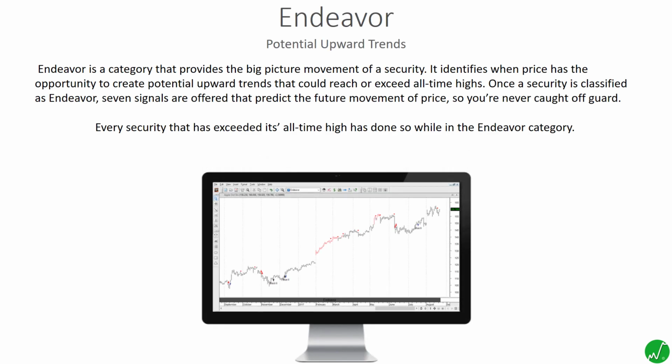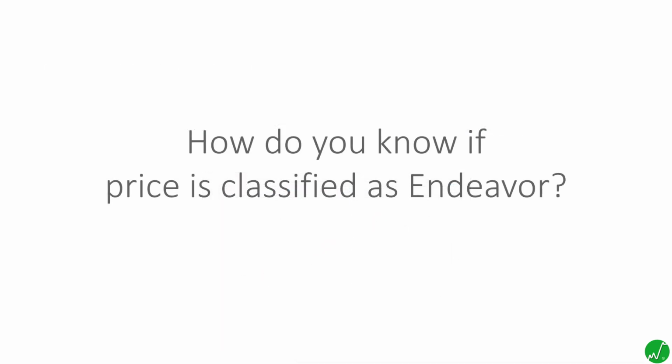Well, simply put, Endeavor is a category that provides the big picture movement of a security. It identifies when price has the opportunity to create potential upward trends that could reach or exceed all-time highs. Once a security is classified as Endeavor, 7 signals are offered that predict the future movement of price, so you're never caught off guard. Every security that has exceeded its all-time high has done so while in the Endeavor category. So the question is, how do you know if price is classified as Endeavor?